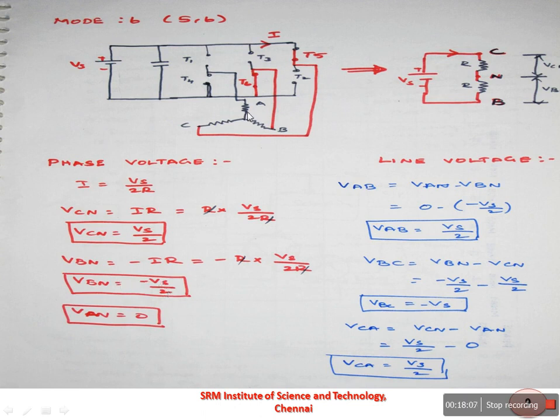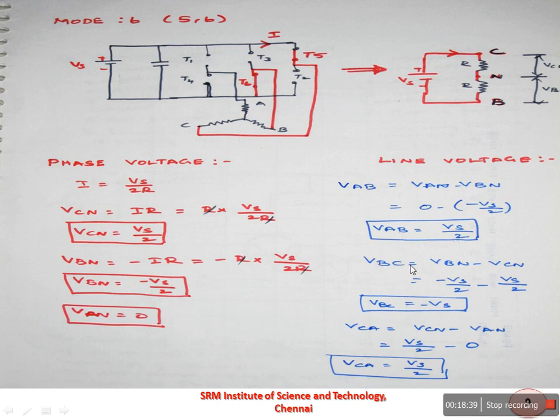Here the A phase has been connected to the open switches T1 and T4, and this A phase is not connected to a supply input, which means the phase voltage VAN is equal to 0. So using these phase voltages, we can calculate the line voltage for mode 6 operation. For mode 6, VAB is equal to VAN minus VBN. We can substitute the value of VAN as 0 minus VBN, which is minus Vs by 2. Therefore, you will get VAB is equal to Vs by 2.